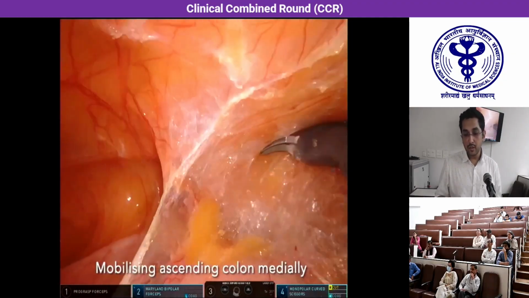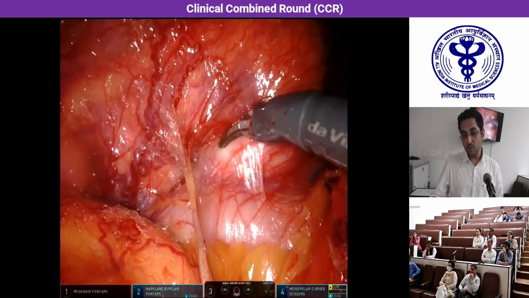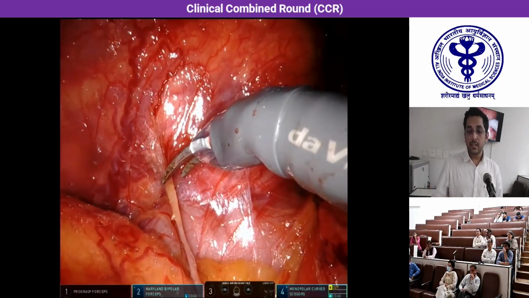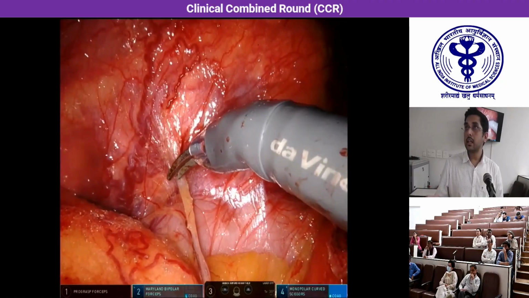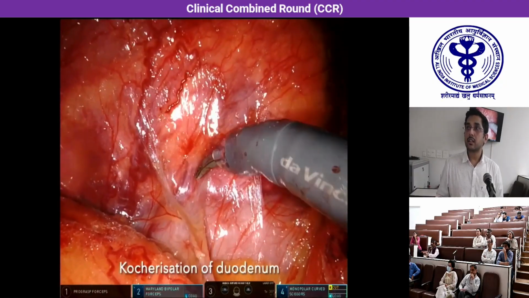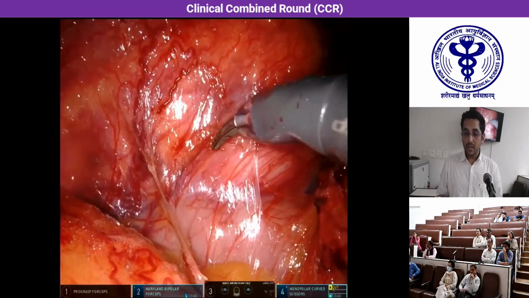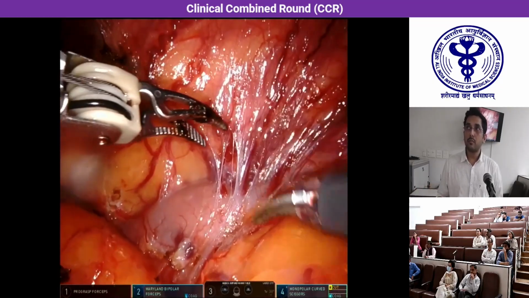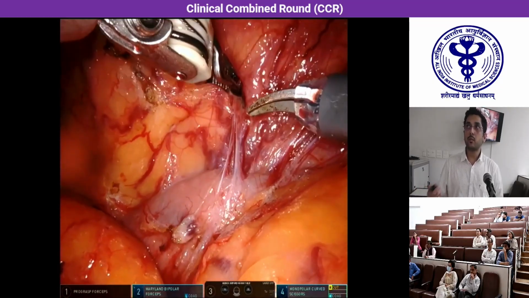We start off with the mobilization of the ascending colon medially to visualize the kidney and the duodenum. You can see the kidney. This is the kidney and this is the duodenum. We have to perform cauterization of the duodenum to displace it medially to expose the IVC.